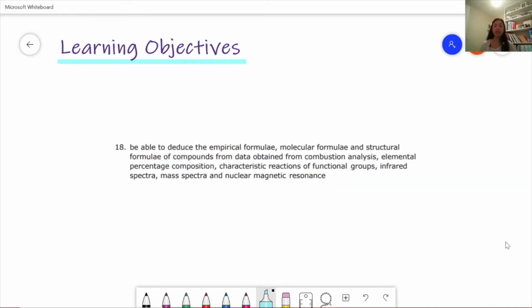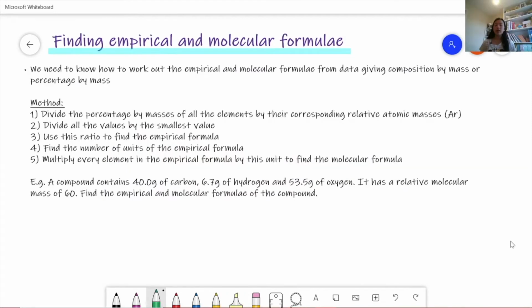Today's learning objective is to be able to deduce the empirical, molecular and structural formulae of compounds from data obtained from combustion analysis, elemental percentage composition, characteristic reactions of functional groups, infrared spectra, mass spectra and nuclear magnetic resonance. So now we're going to go on to finding the empirical and molecular formulae.